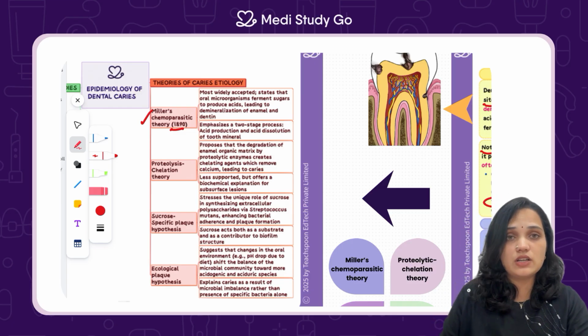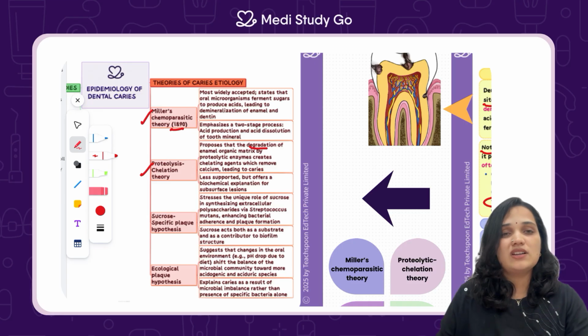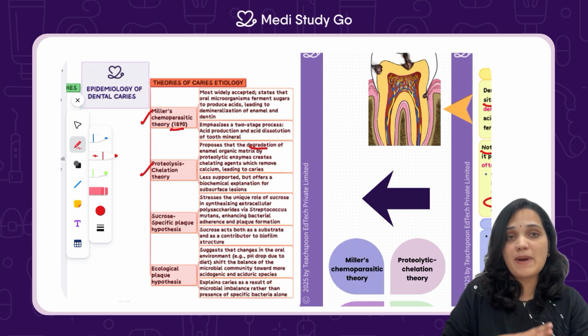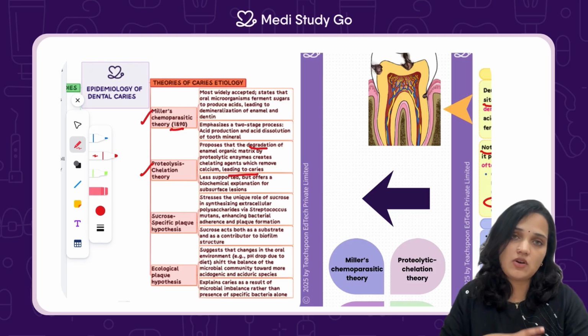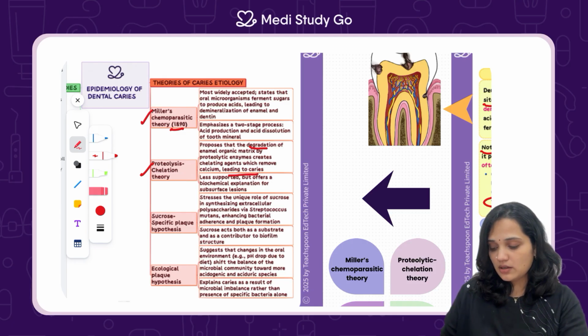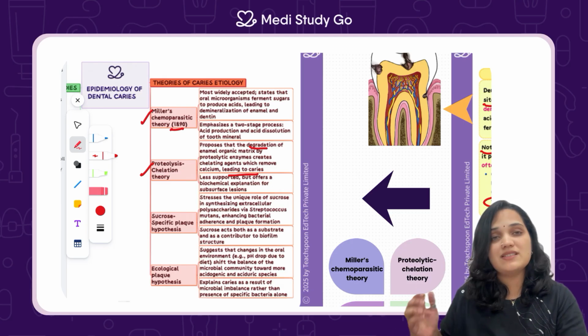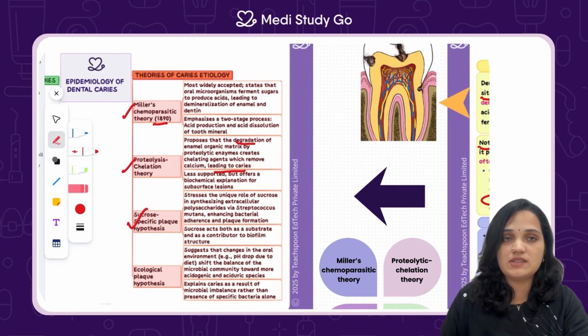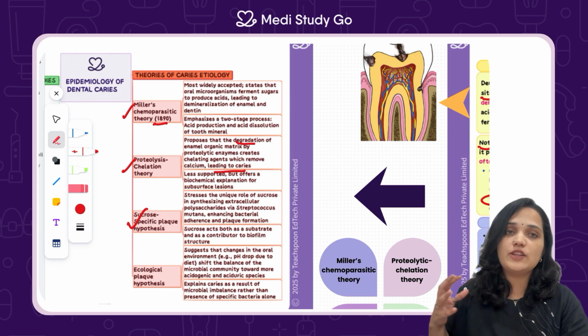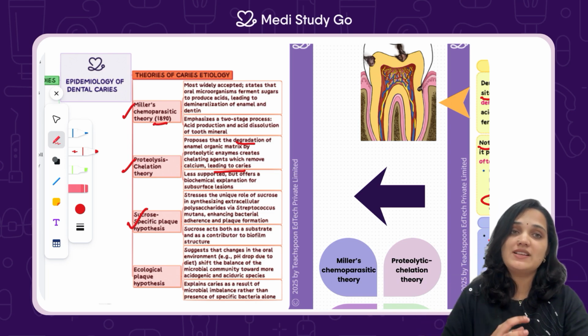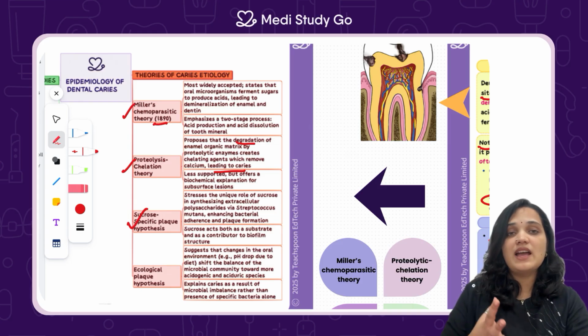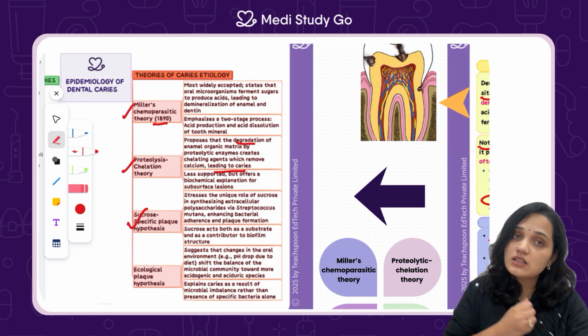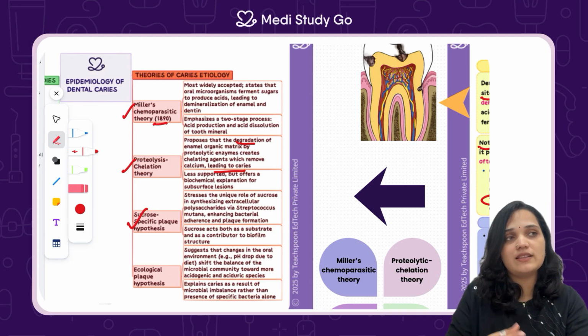Now, another theory is the proteolytic chelation theory. This suggests that degradation of the organic matrix contributes to mineral loss. It is less supported, but it offers a biochemical explanation for the subsurface lesions. Then comes the sucrose-specific plaque hypothesis. This highlights the role of sucrose in the formation of extracellular polysaccharides that enhance bacterial adherence. So, if bacteria adhere more, they produce more acid, and that acid works better on the tooth surface, giving rise to caries.